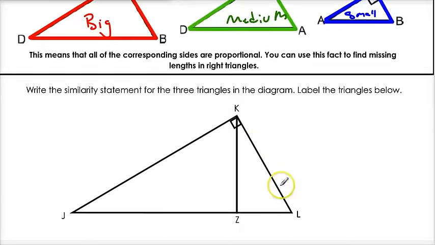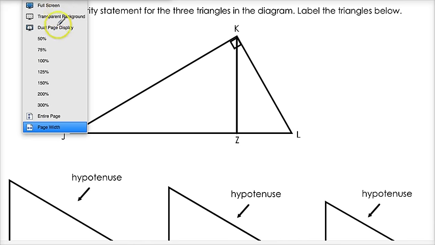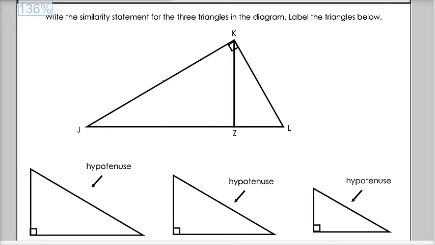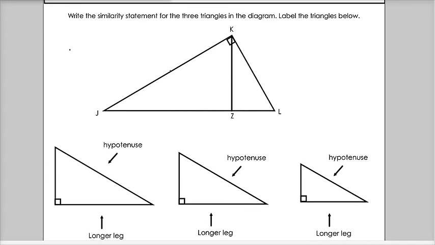Now we're going to use this fact to solve some interesting problems, but first we have to get good at labeling. So let's start right here. Let's get a little more space. Let's move out a little. Yeah, now we're looking good. We're going to write a similarity statement for the three triangles in the diagram. Label the triangles below. Now the first skill you need is to be able to draw three triangles, like so, a big one, a medium, and a small one, and get good at labeling them. Let's show you how to do it.